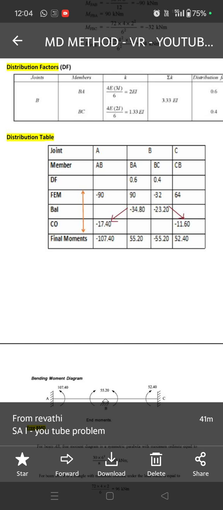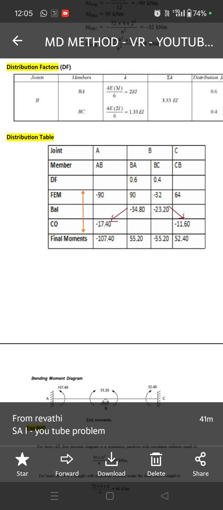Okay, so this is the iteration cycle, doing balancing and carry over, balancing and carry over. Each cycle comprises balancing and carry over. This should be continued until all the intermediate joint values are simultaneously balanced. In this problem there is only one joint, and in the carry over step we can see there is no value under joint B. This indicates the cycle is closed.